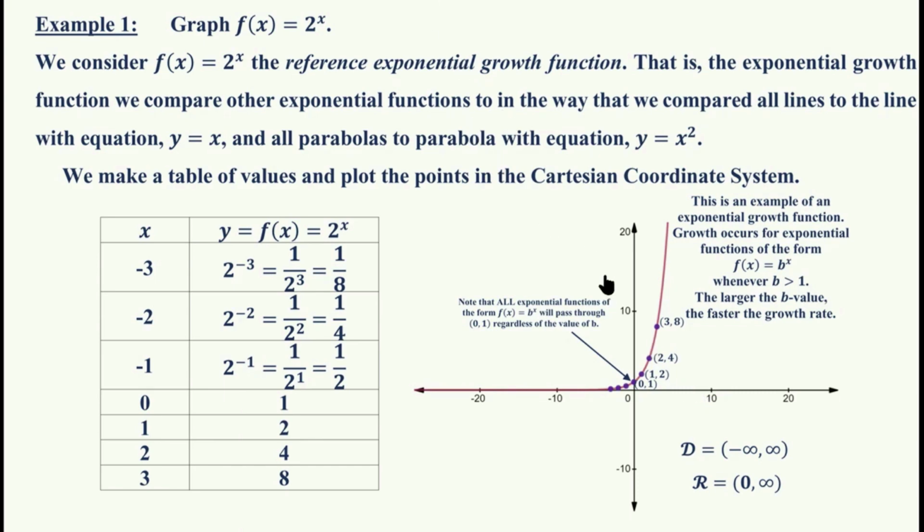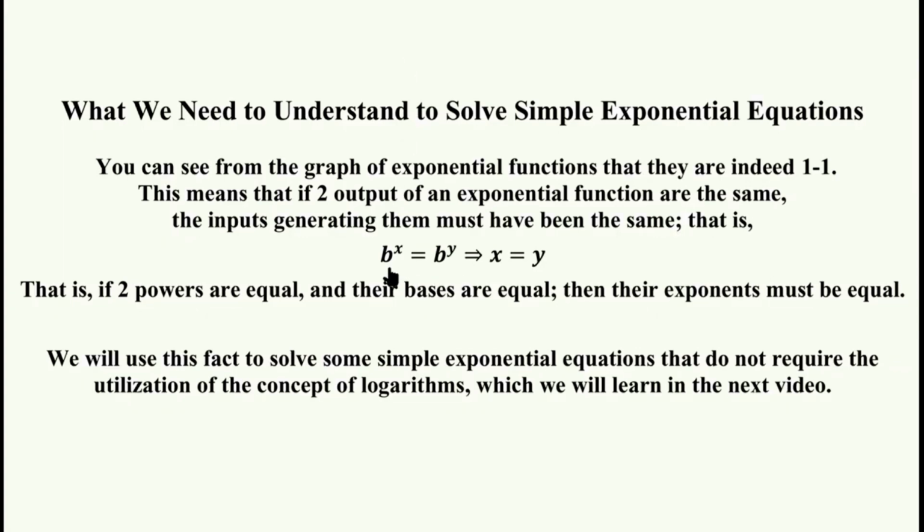Now, what's the significance of that? The significance is that if you have two outputs that are equal, that means they must have come from the same input. Because remember, with one-to-one functions, no two inputs have the same output. So if you have two values of b to the x that are equal, then the inputs must have been the same. Let's go back to the equation we were looking at a minute ago. So if these two outputs are the same, that means the inputs x and y must have been the same because of one-to-oneness. We're going to be using this fact to solve certain types of equations where this becomes possible next.